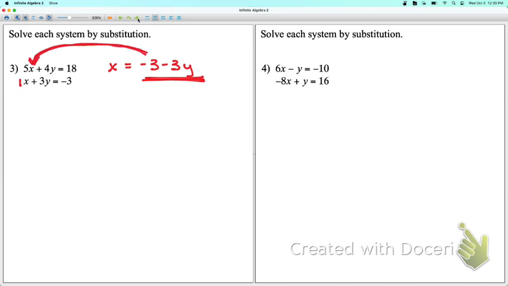So 5, parenthesis, what's x now? Negative 3 minus 3y, plus 4y equals 18. So now I have to solve for y.